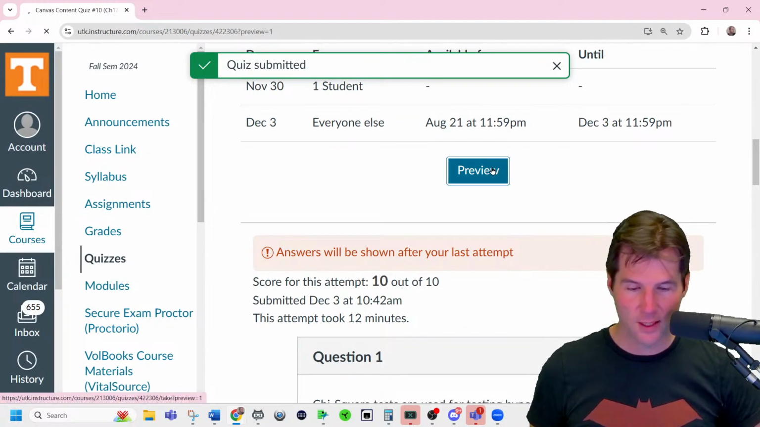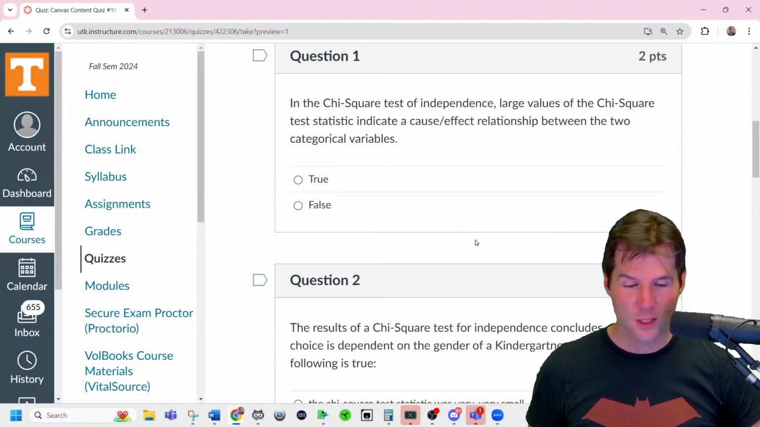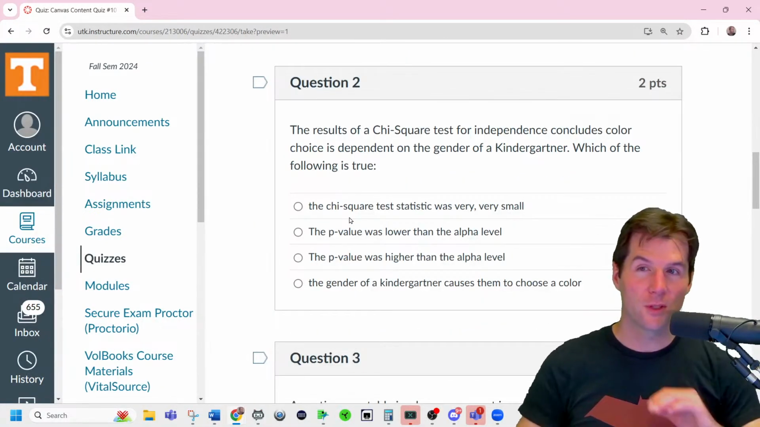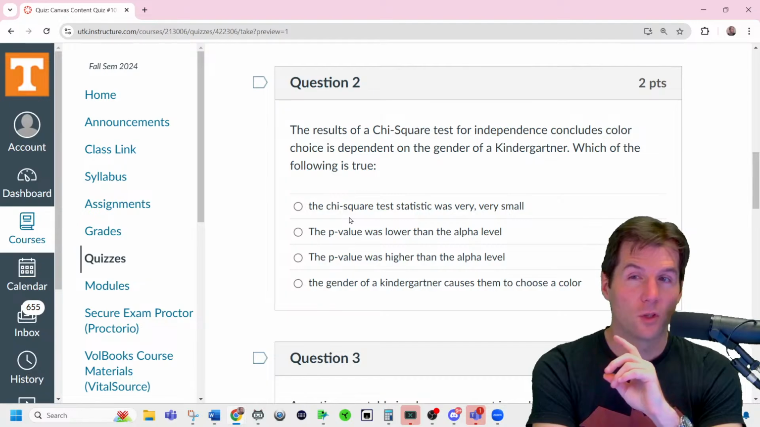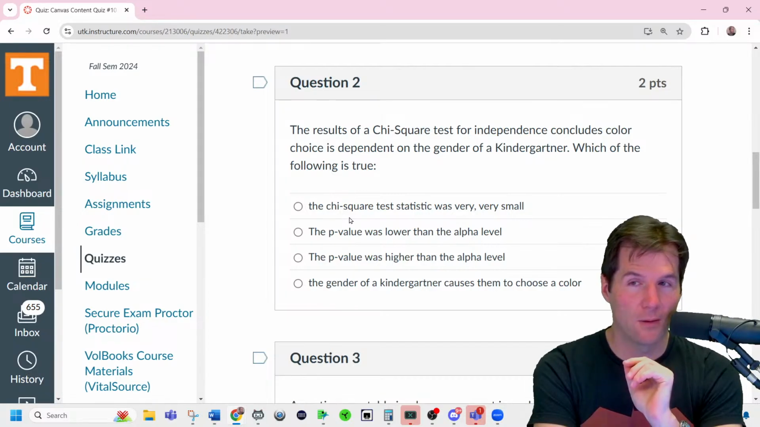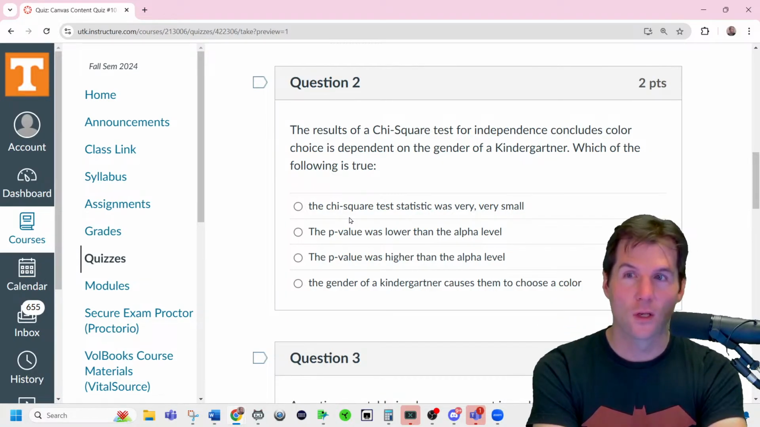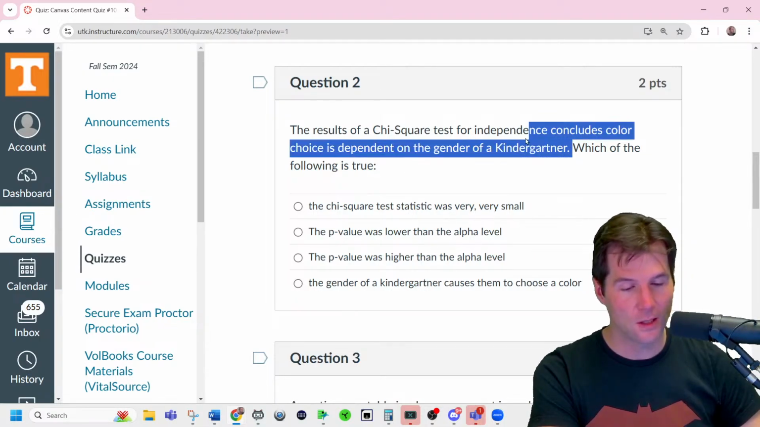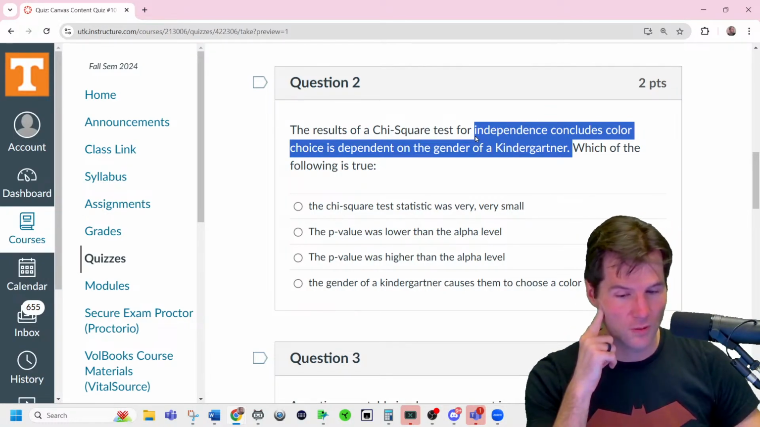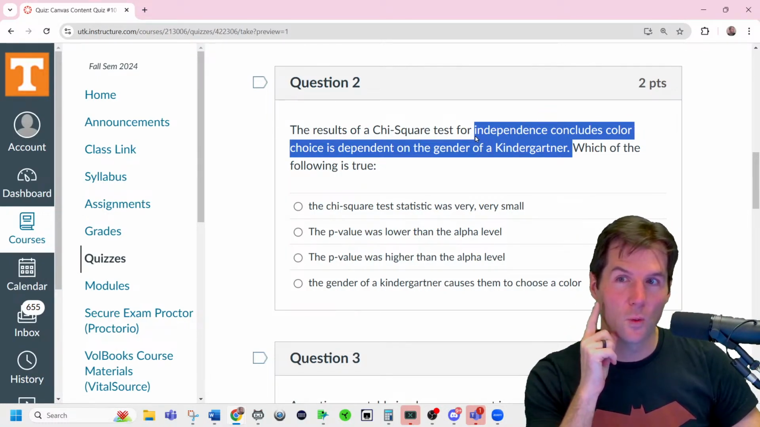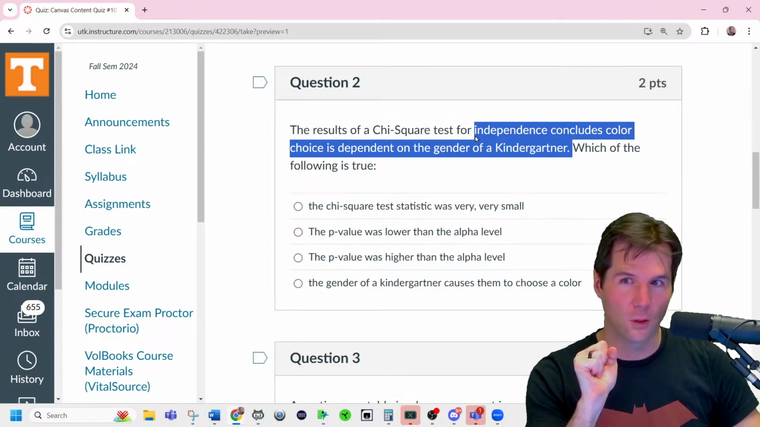Let's preview again, see if we get anything new here. The chi-square test of independence. Large values of chi-squared show cause and effect. Nope, can't trick me. The result of a chi-square test of independence concludes color choice is dependent on the kindergartner's gender. So do you think we rejected the null or we did not reject the null? Don't even read these answers. Say reject or not reject in the chat. We have concluded via our test that there is a dependency or relationship between gender and color choice of a child. So did we reject the null or not reject the null?